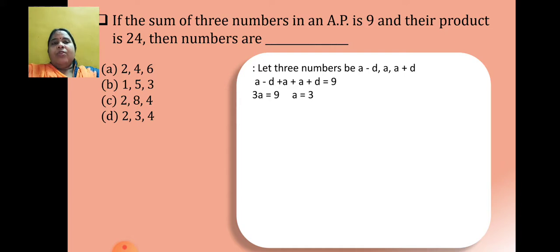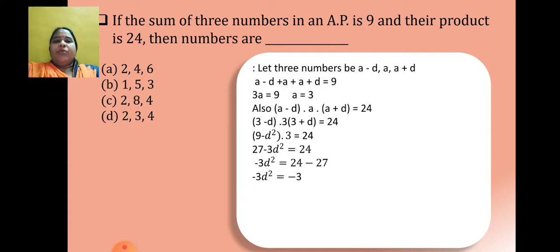Correct? So now out of this, what will happen? Minus D and plus D will get cancelled. A plus A plus A is 3A. 3A is equal to 9. So A will be equal to 3. I have got the first term. After this, what is the second condition? It says the product is 24. It means that when I multiply all these, A minus D, A, and A plus D, the product should be 24.